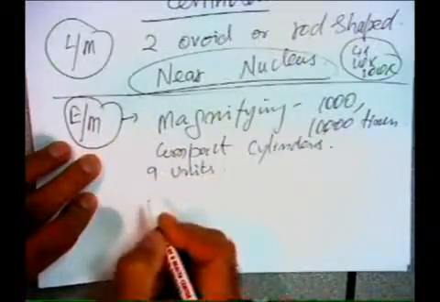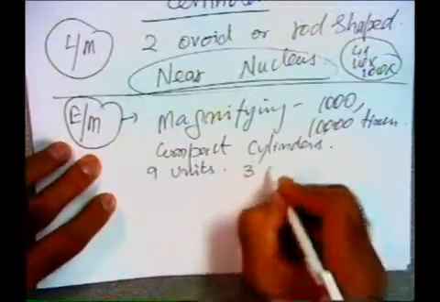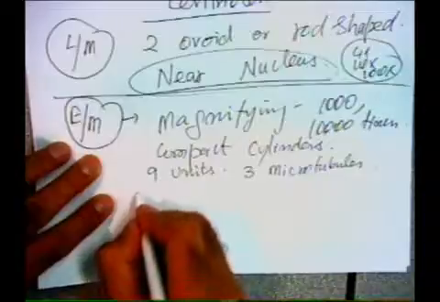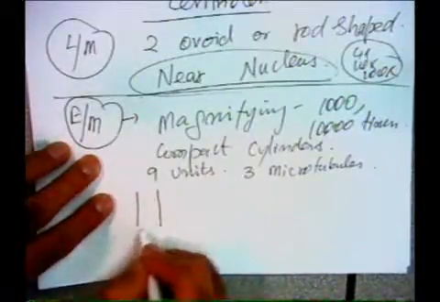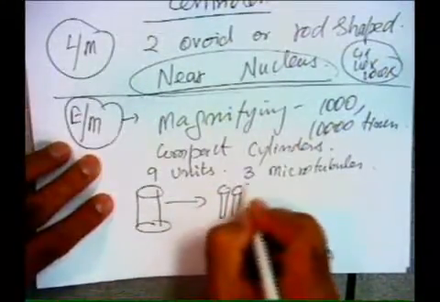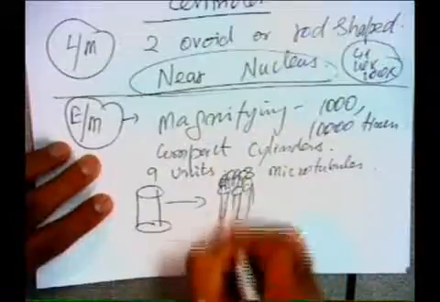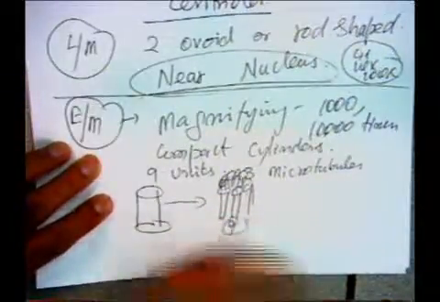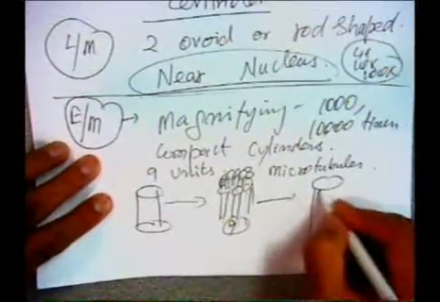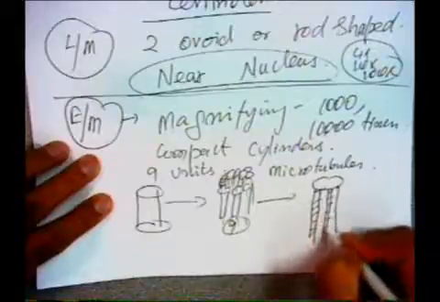You can see 9 units of these cylinders, and each one is made up of 3 microtubules. I can draw it like a cylinder. This is one cylinder, and it is made up of 9 units: 1, 2, 3, 4, 5, 6, 7, 8, 9. Each unit will have 3 microtubules: 1, 2, and 3. So these are the microtubules I'm writing.